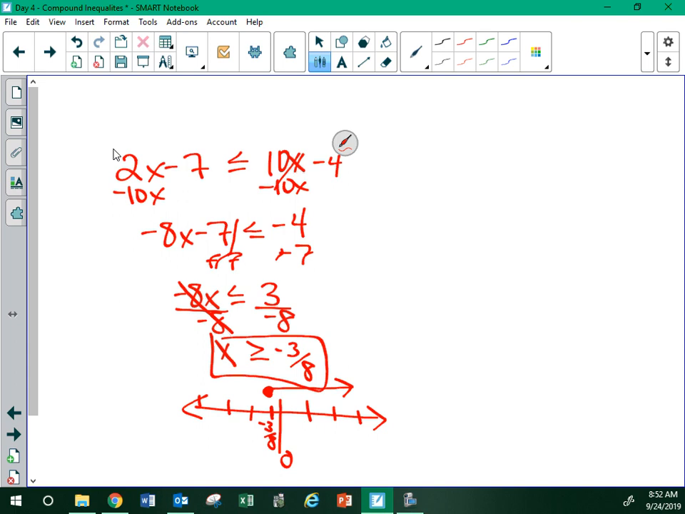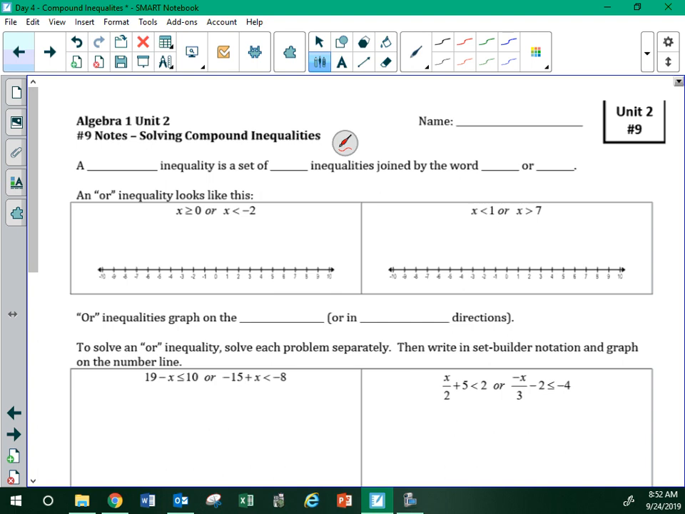What we're doing today are called compound inequalities. Compound inequalities join two inequalities together. So either they'll be listed separately or they'll be listed all together. All right, so a compound inequality, this is what we're working with today, so I'll write this down in your notes. A compound inequality is a set of two inequalities joined by the word and or the word or. So compound is you're taking two inequalities and putting them together.